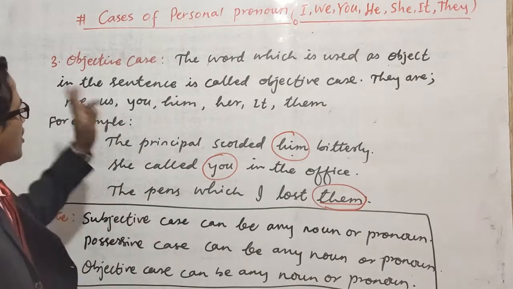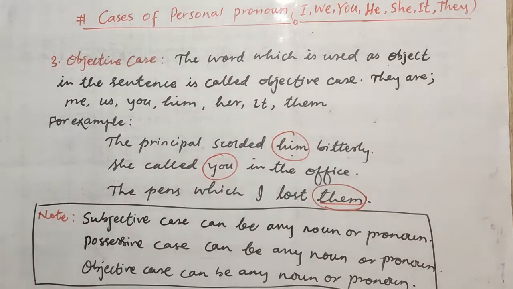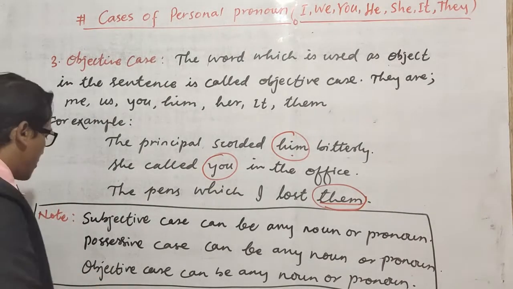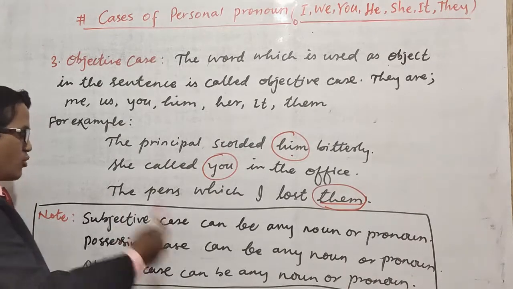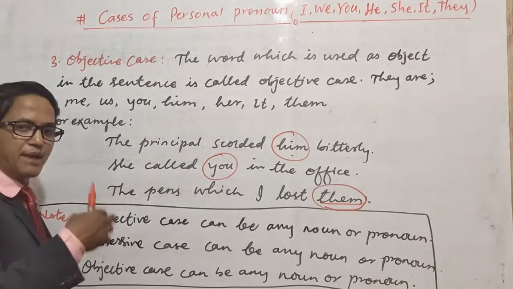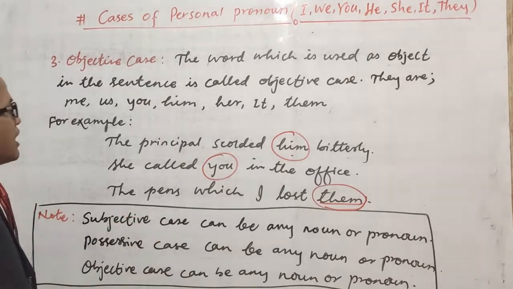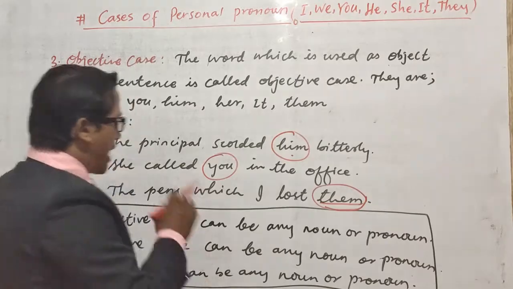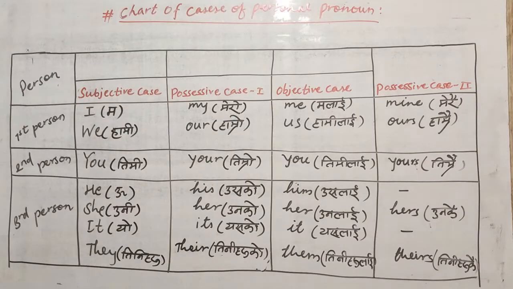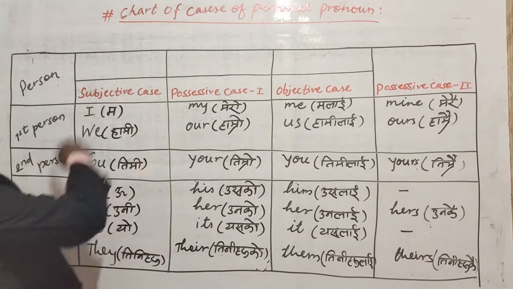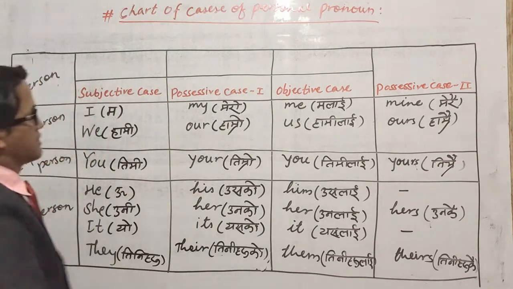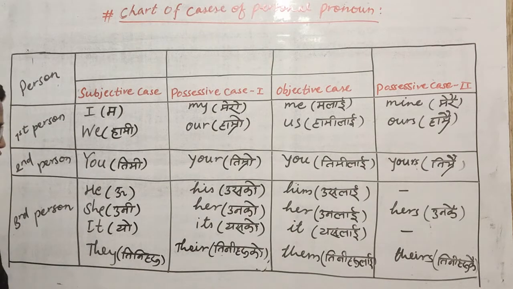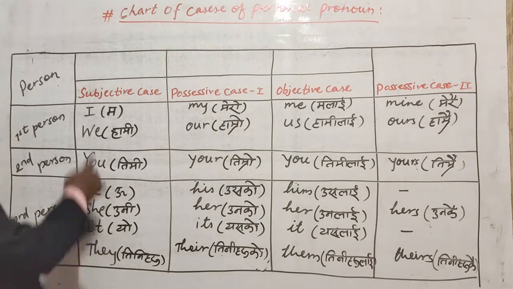So like this we talk about the cases of personal pronouns. In detail I talked about this object case. What is object case, what is object, how many types of object, this will be discussed next time. So now I finish these personal pronouns. After this I am going to talk about instruments. You can see here in the chart. So this is the chart of cases of personal pronouns.